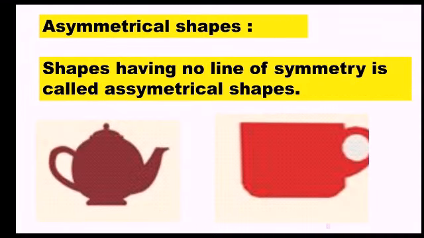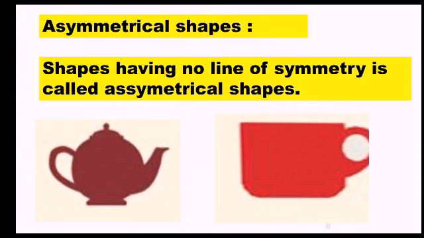Now, asymmetrical shapes. What is meant by asymmetrical shapes? Asymmetrical shapes means those shapes having no line of symmetry. The last shape which we learned is a symmetrical shape. Symmetrical shapes have at least one line of symmetry, but asymmetrical shapes are the opposite of symmetrical shapes. That means they have no line of symmetry.